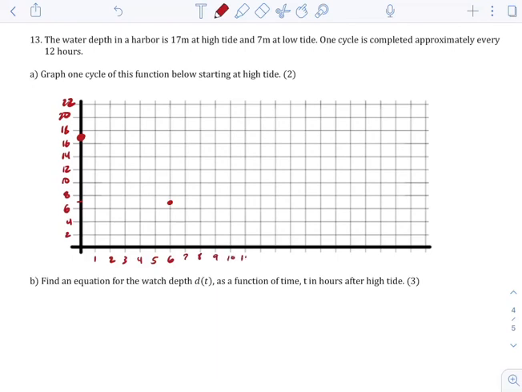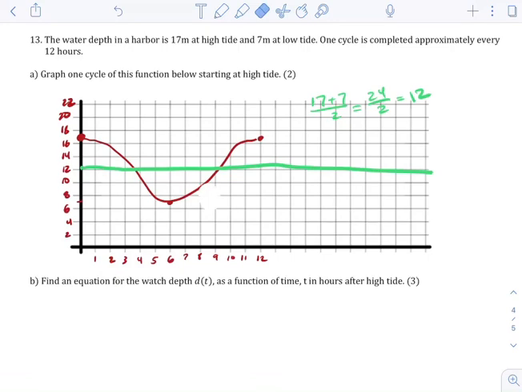7, 8, 9, 10, 11, 12. So 12 will be back up at its high tide. So I know it's going to complete something like this. However, I can do a little bit more work. I can find out that the equation of the axis is halfway between those. So 17 plus 7 divided by 2 is 24 divided by 2, which is 12. Equation of the axis is going to be at 12. Line that splits it in half.